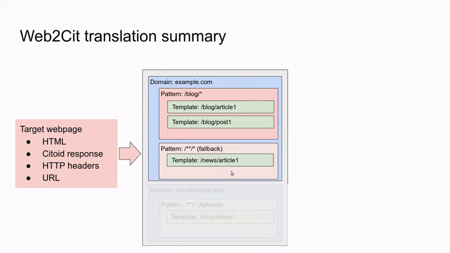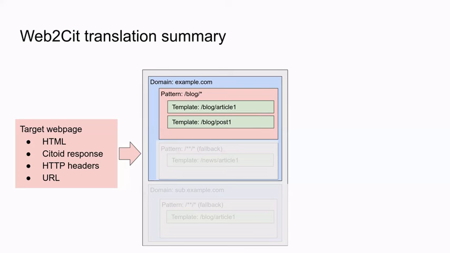Now, I said the URL was example.com/blog/article2. Does this URL match any of the patterns? Yes, in this case, it matches the pattern above, so it's going to ignore the other patterns. And once we know what domain and what pattern the target belongs to, then Web2Cit is going to try one template one by one in order. It's going to try the first template, then it's going to try the second one. And it's going to see if any of these templates are applicable.